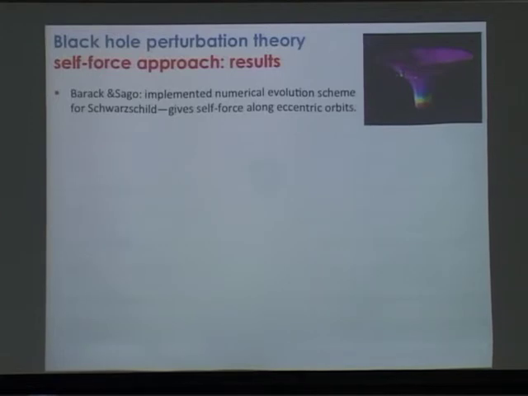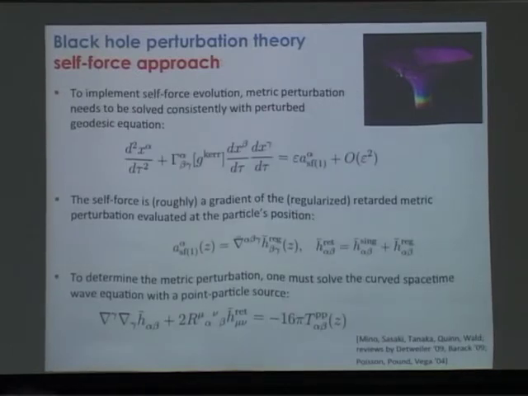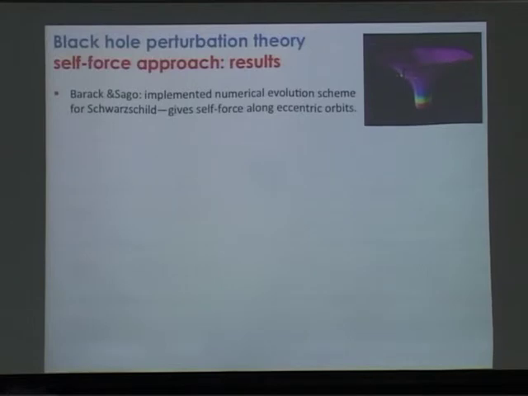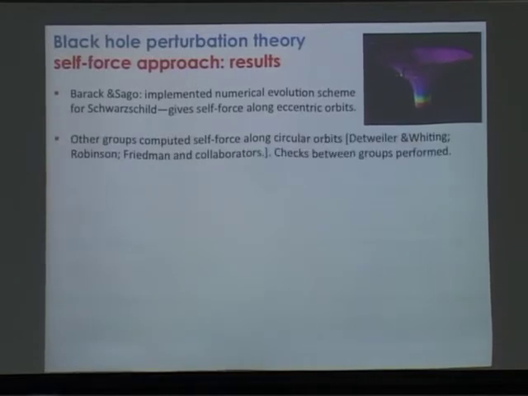Okay, so what's been done along these lines? Really Lior Barack's group is the leader in this area, and so far what they've done is implement a numerical scheme to solve all those equations I listed here for Schwarzschild only, for eccentric orbits. So you can do eccentric orbits in Schwarzschild. Other groups have also implemented their own codes. I think they've only done circular orbits, and there have been cross-checks between the different groups, and everybody agrees very nicely.